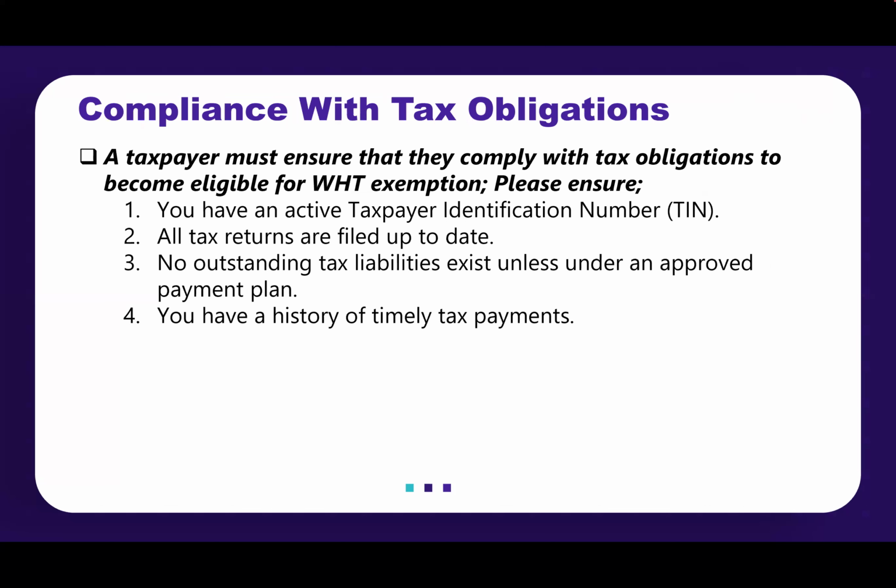Compliance with the tax obligations. Why is this important? Compliance is important because a taxpayer is considered to be clean. So a taxpayer must ensure that they comply with the tax obligations to become eligible for withholding tax exemption. Please ensure that you have an active TIN, all tax returns are filed up to date, no outstanding tax liabilities exist unless under an approved payment plan. You have a history of timely tax payments. So when you make the application, you surely get the approval.